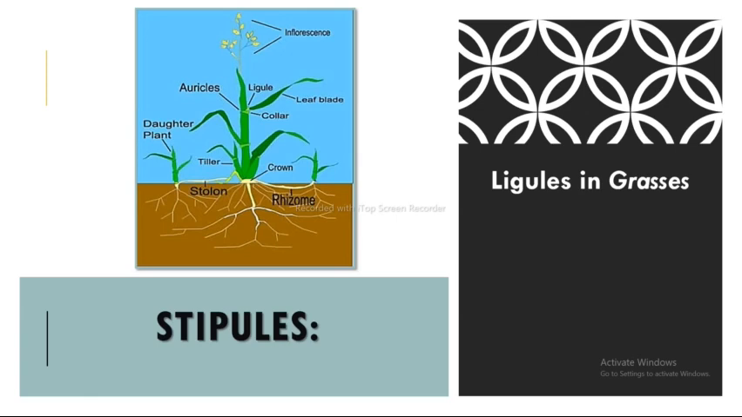Ligules in the grasses, so you can see here that this is the inflorescence. This is leaf blade, collar, this is ligule, these are auricles. So this is the crown, this is tiller, and these are rhizome, this is stolon, and this is a new daughter plant as shown in the figure.